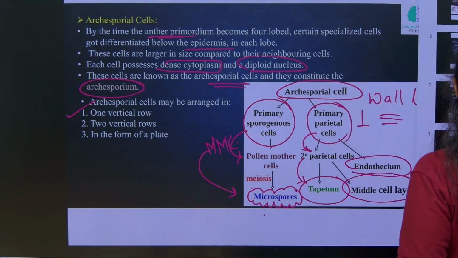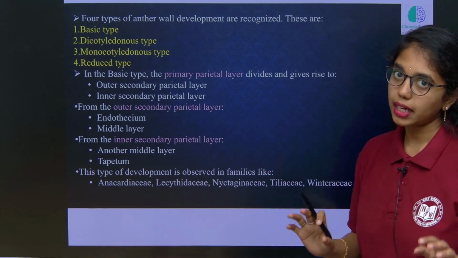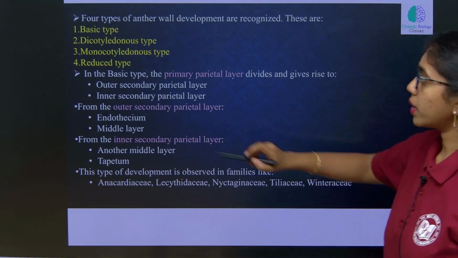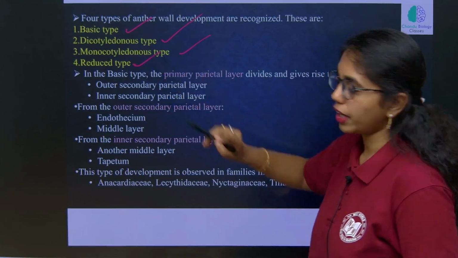Four types of anther wall development are recognized so far. What are the 4 types? Basic type, dicotyledonous type, monocotyledonous type and reduced type.